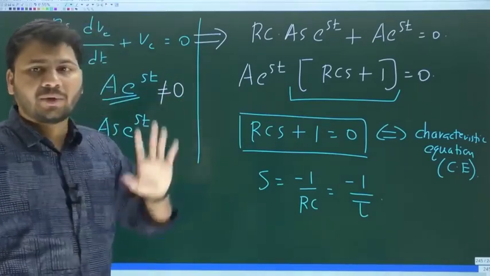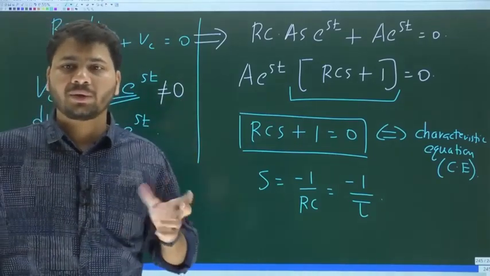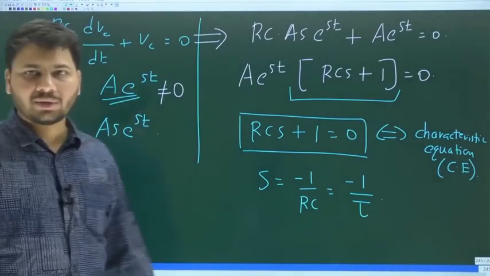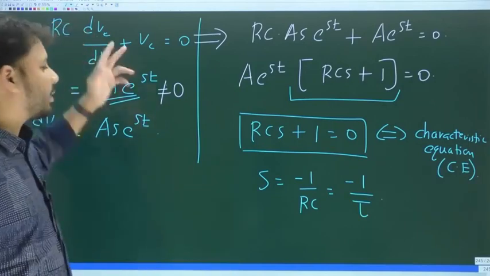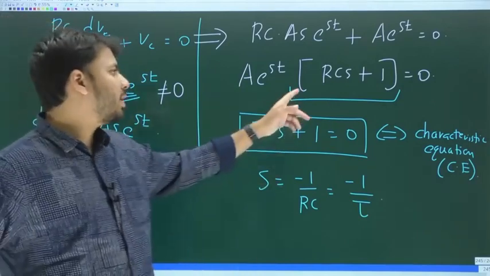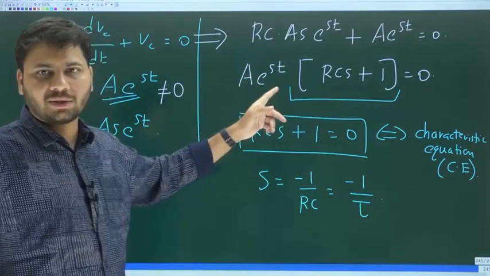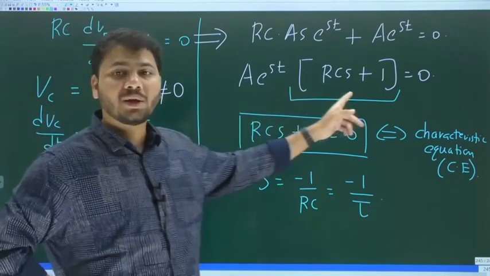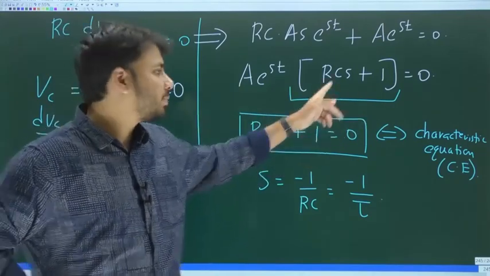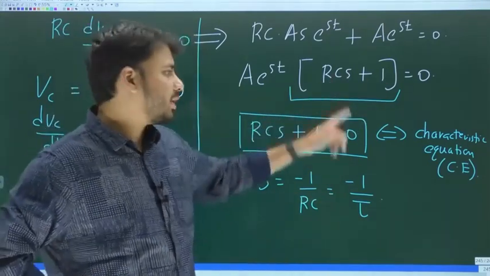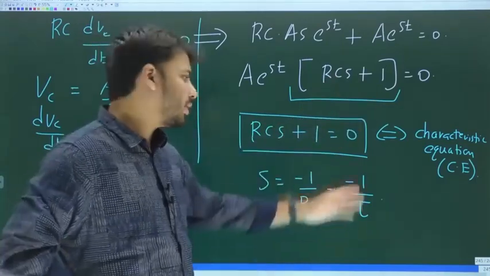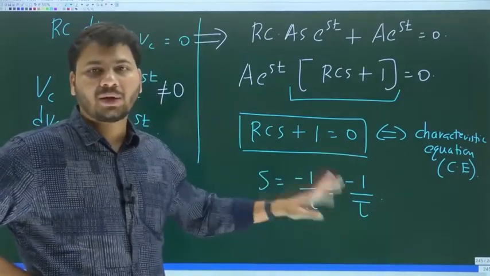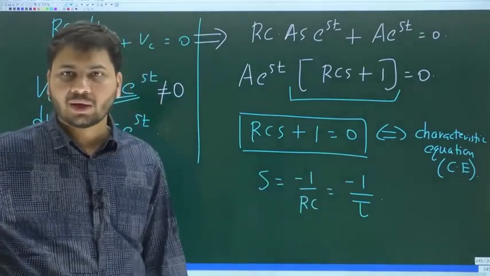Then for the differential equation, you assume a solution of the form A times e power st, and put that solution into the differential equation. Then you will get the same A times e power st, which is the assumed solution, times a polynomial in s equal to 0. And this polynomial must be equal to 0 to get the characteristic equation. And the roots of the characteristic equation are nothing but the poles of the circuit or the system.